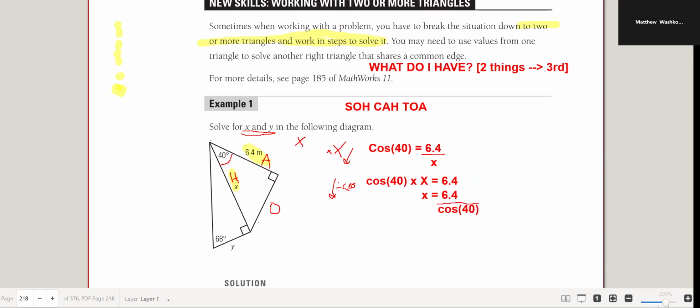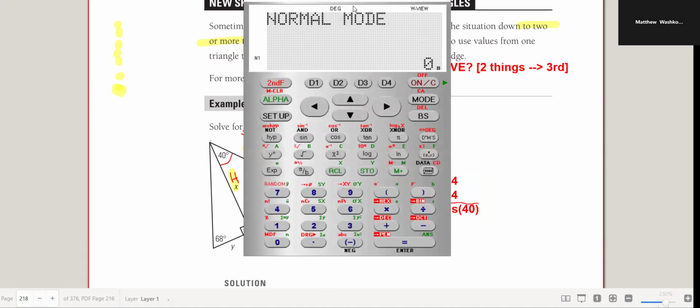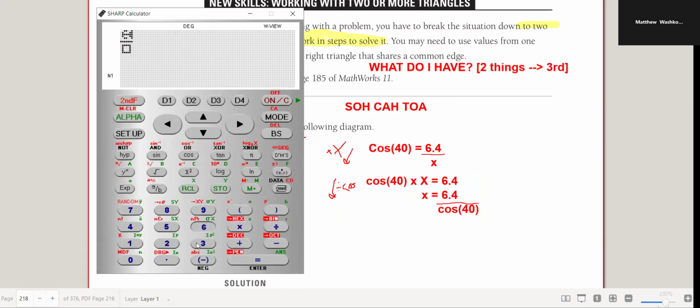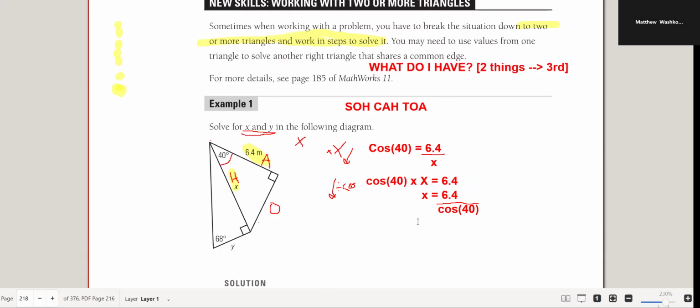All right, so now all I've got to do is plug it into my calculator. It's 6.4 over cosine of 40, which is 8.35. We're going to stick with 8.35. So in this case, x is equal to 8.35 meters. Perfect. And I'm going to write that in here: 8.35 meters. Okay, perfect.